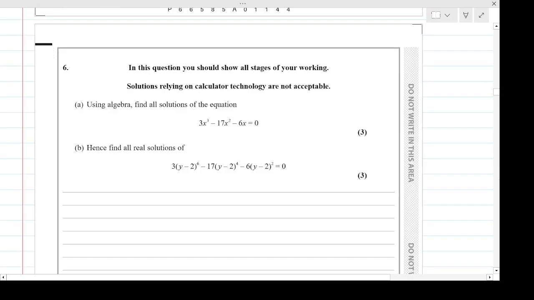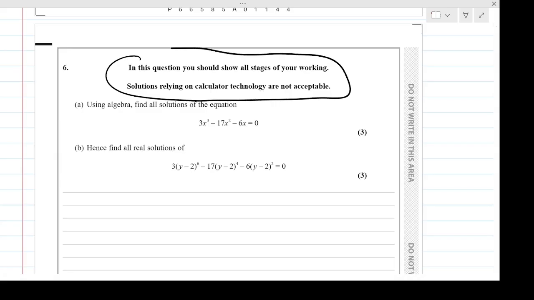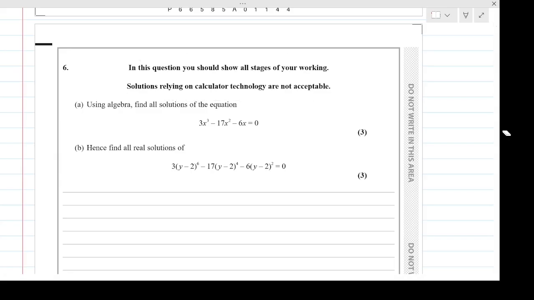Okay, question 6. Again, as I remind you, this text here, we're going to be dealing with quadratics. So that means we can't just punch it in the calculator, and that's further evidence because it says here using algebra, which again remember means show all your working, even showing how to solve a quadratic. Don't just use the solver function.